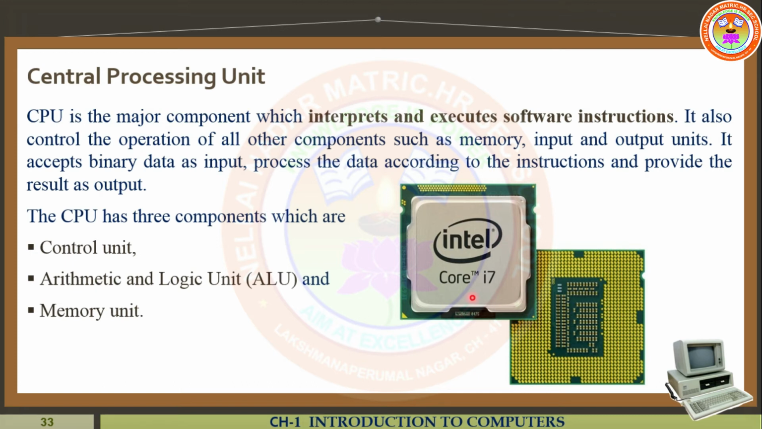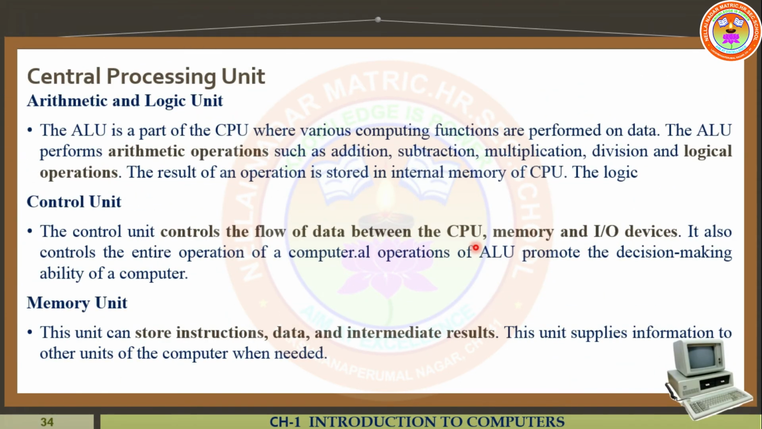Okay, all right. So what is this diagram? This is nothing but the processor. This processor is very important for doing the same actions. Without this processor we can't do anything in the CPU. Okay, right. So in this central processing unit, I already told you, there are three different types of components. Number one, arithmetic and logic unit. So this unit, the ALU, is part of the CPU. We already know that. Various computing functions are performed on data. That is, it will do various actions or various functions.